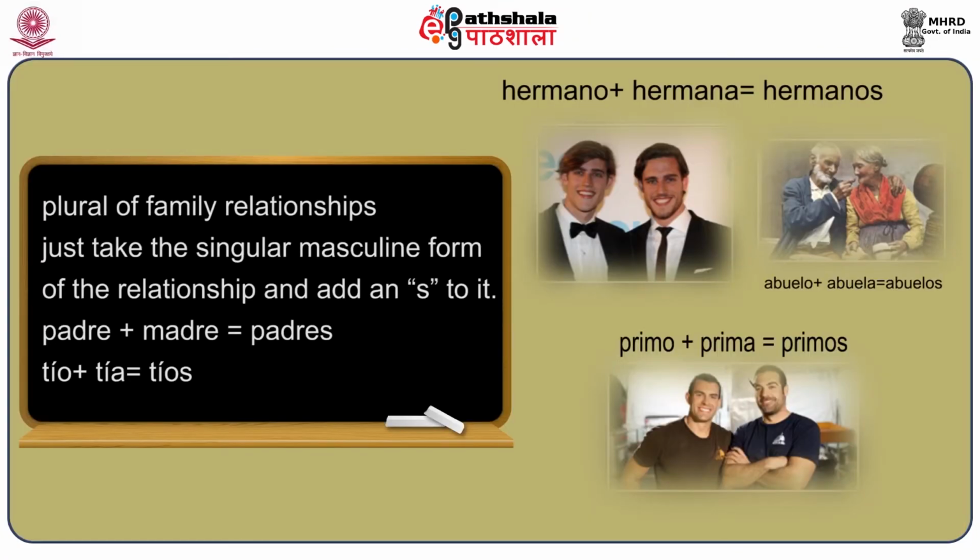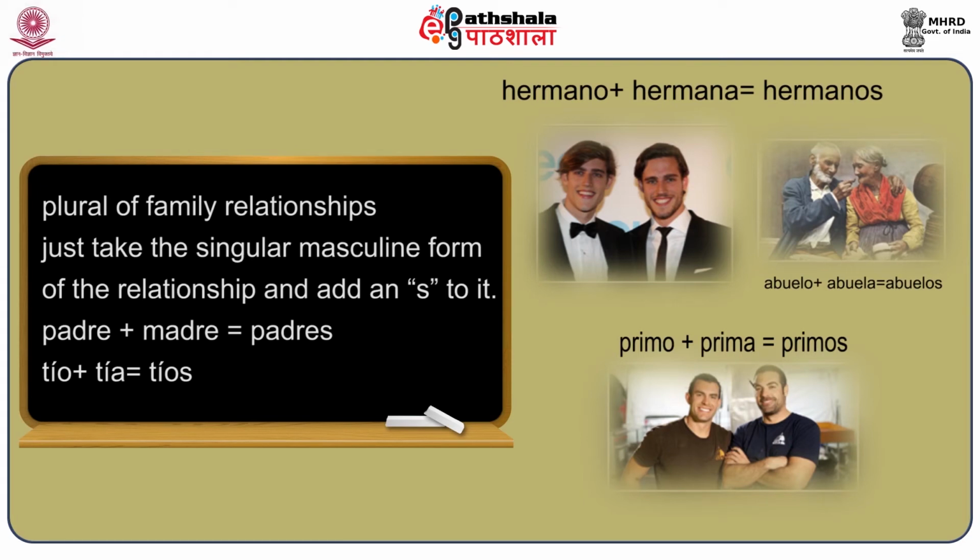Now, in order to make the plural of family relationships, we just take the singular masculine form of the relationship and add an S to it. For example, padre is the father, and madre is mother. So we'll take the padre and add S to it. It will become padres, meaning parents.